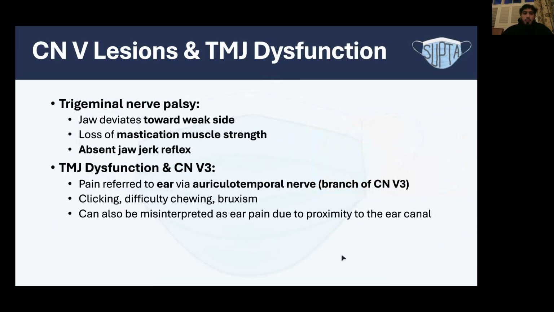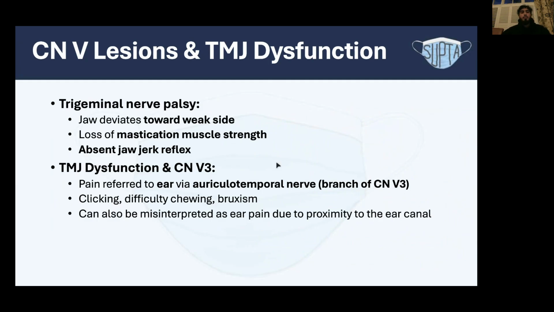When we have a trigeminal palsy, we'll have a loss of sensation to the ophthalmic and the maxillary, but we may also have loss of motor function to our muscles of mastication. So what we'll see in a patient when they present with this is the jaw will be deviated to the weak side, i.e. the side with the lesion or the dysfunction. They'll lose strength for chewing, and they'll have an absent jaw jerk reflex.